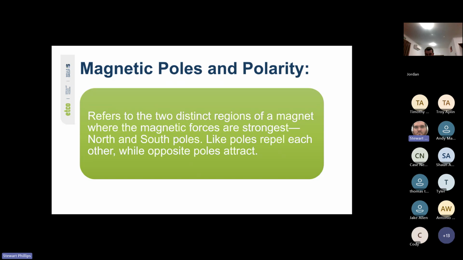Cool. So magnetic poles and polarity. This refers to the two distinct regions of a magnet where the magnetic forces are strongest, the north and south poles. And like most of us know, like poles repel each other while opposite poles attract.